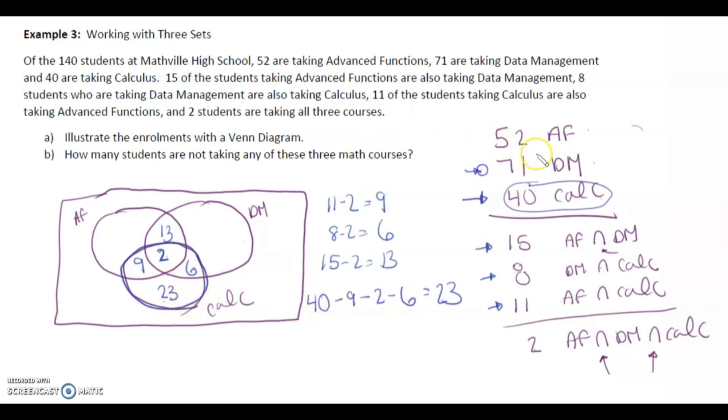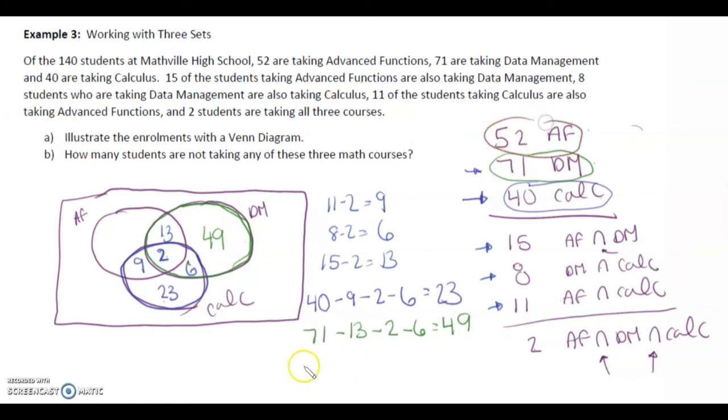Okay, let's do the next one, data management. So the data management circle, let's do this in green. The data management circle is this big, and there has to be 40 students in there. Oh, sorry, 71 students in there. We already took into account 13, 2, and 6 students. So let's subtract 13, 2, and 6. And those will be all the students who are taking more than one course, including data. That leaves us with 49 students only taking data management.